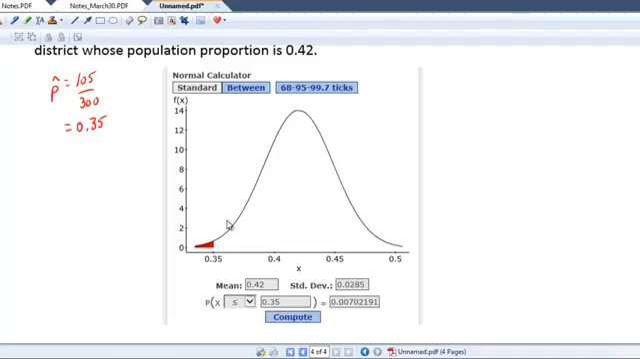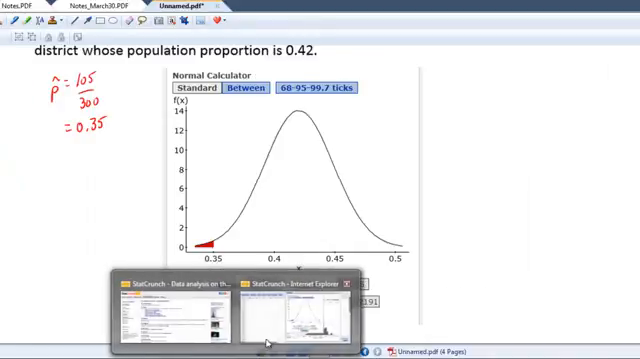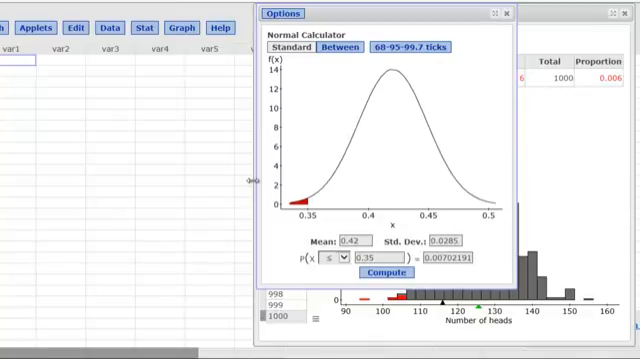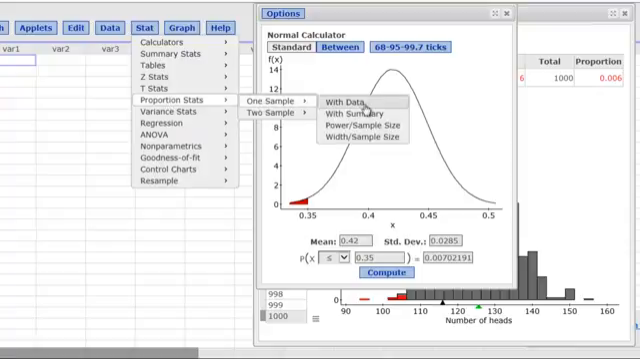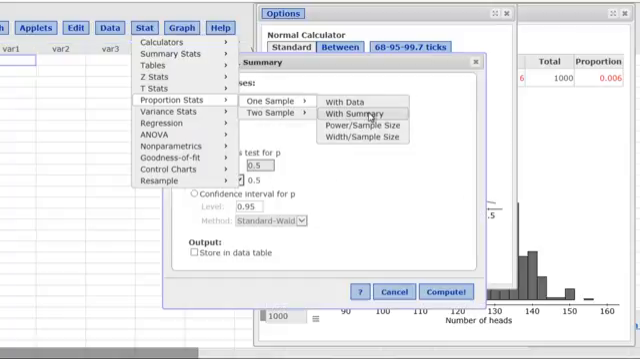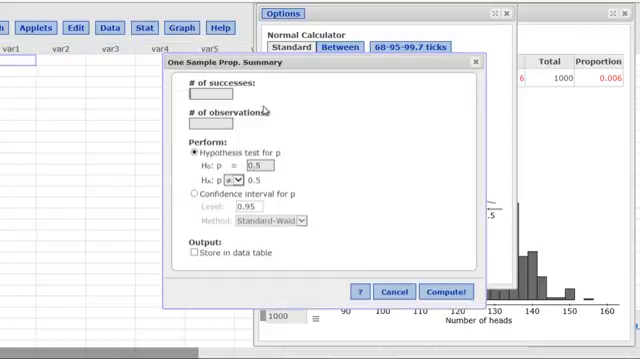Now, ultimately, we're not even going to need to go through this process because StatCrunch is friendly enough in that it will allow you to do this type of hypothesis testing directly. To do this in StatCrunch, all you need to do is go to Stat, Proportion Stats, One Sample, and we happen to have summarized results. Let's say we wanted to do the one where we observed 105 successes out of 300 trials. So you had 105 successes finding a Republican out of 300 trials. You want to know, is this evidence to suggest that the proportion of registered Republicans is now less than 0.42?